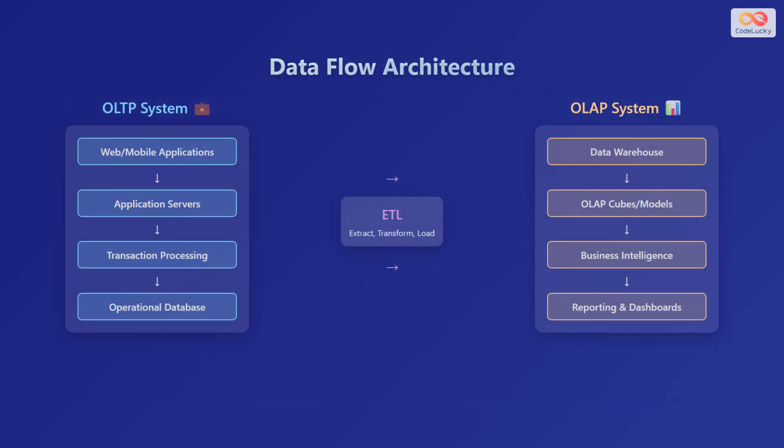Here is a diagram of the data flow architecture in OLTP and OLAP systems. The OLTP system typically consists of web or mobile applications, application servers, transaction processing components, and an operational database. The OLAP system includes a data warehouse, OLAP cubes or models, business intelligence tools, and reporting and dashboards. Data flows from the OLTP system to the OLAP system through an ETL, or extract, transform, load, process. ETL extracts data from the OLTP system, transforms it into a suitable format for analysis, and loads it into the data warehouse.